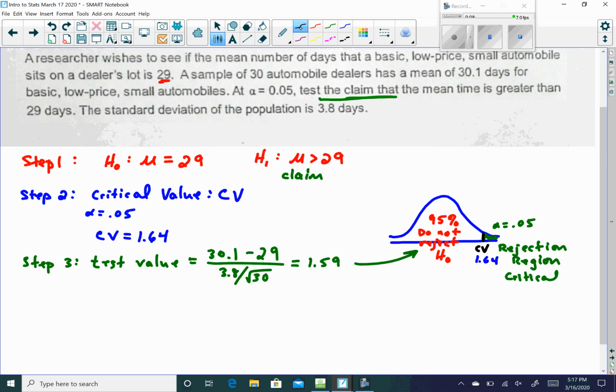So that means step 4, our decision, is that we do not reject the null hypothesis.